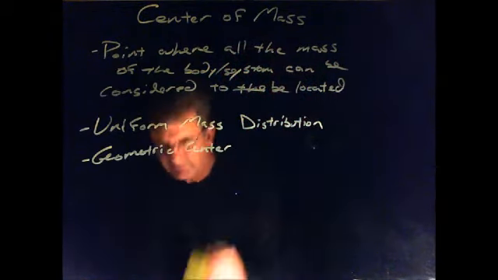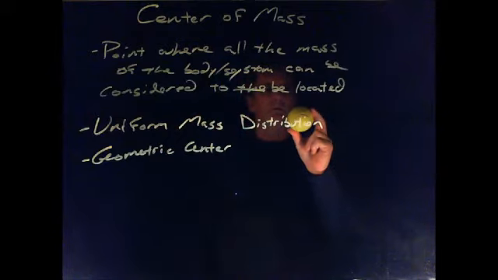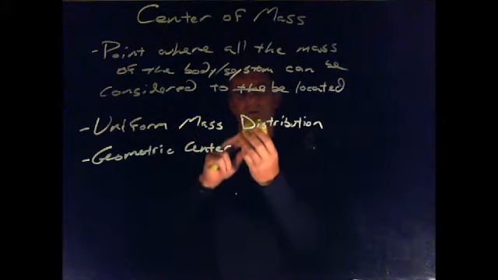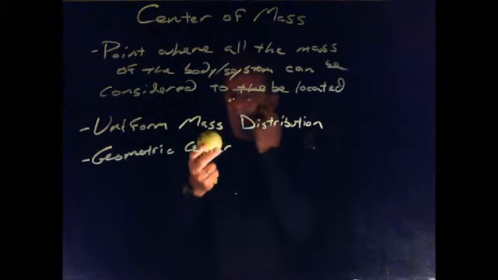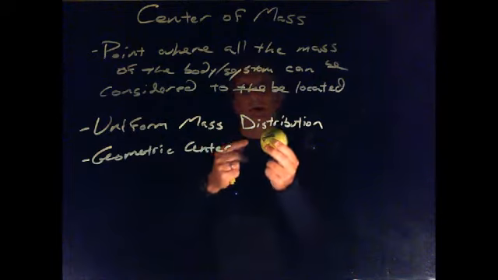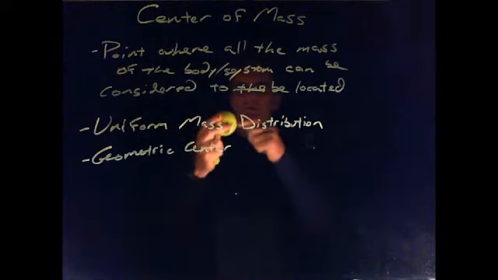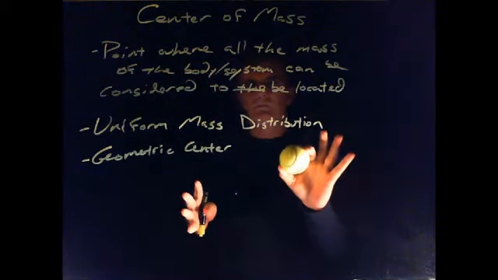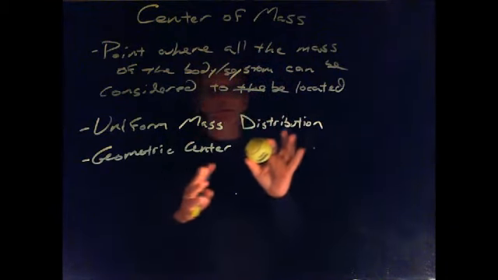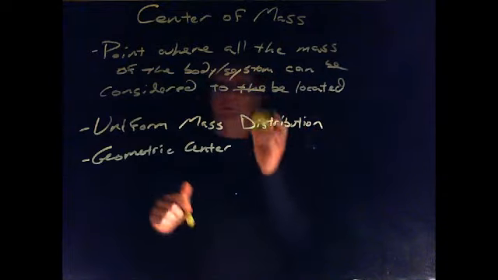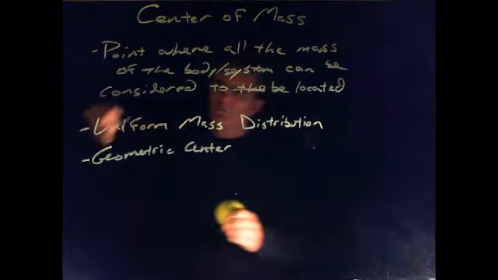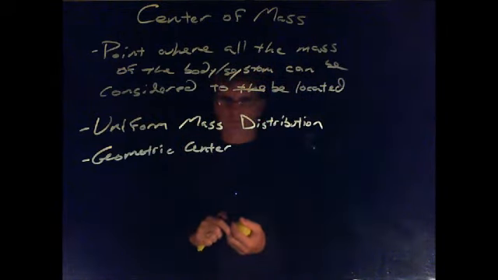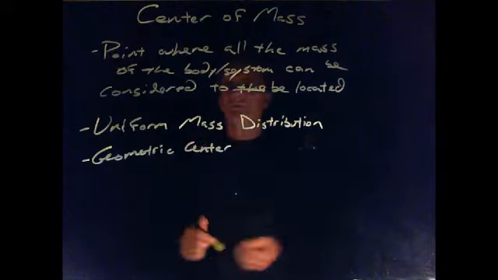Next example, a tennis ball. A tennis ball can be considered uniform, except it's a shell. There's nothing in the middle. Yet, the center of mass, we can consider all the mass for the tennis ball to be located right smack dab in the middle of the tennis ball, even though there is nothing. And so this is a little bit confusing. When we're dealing with a uniform mass distribution, the center of mass is at the geometric center of the object, even if there's nothing there.